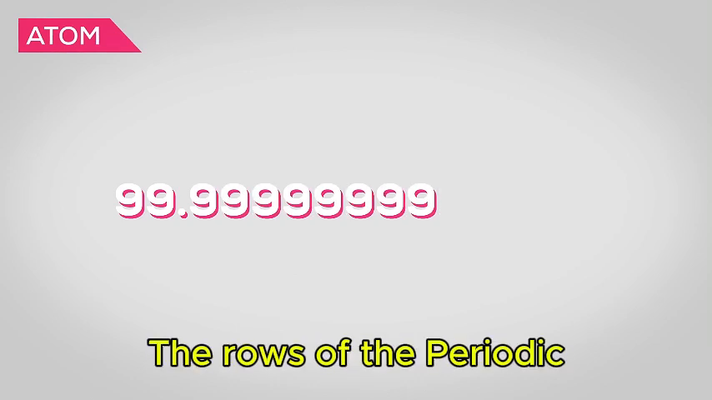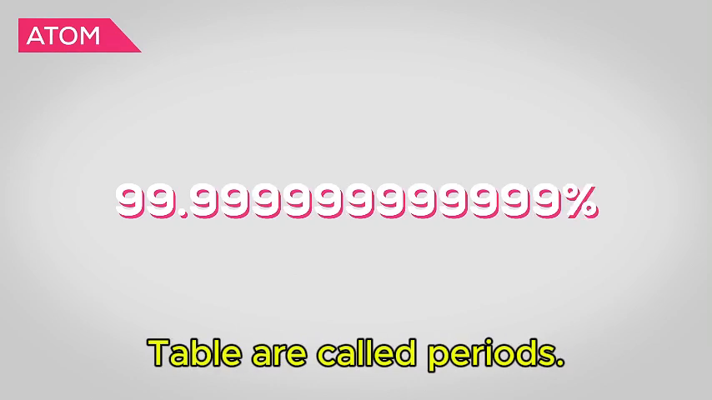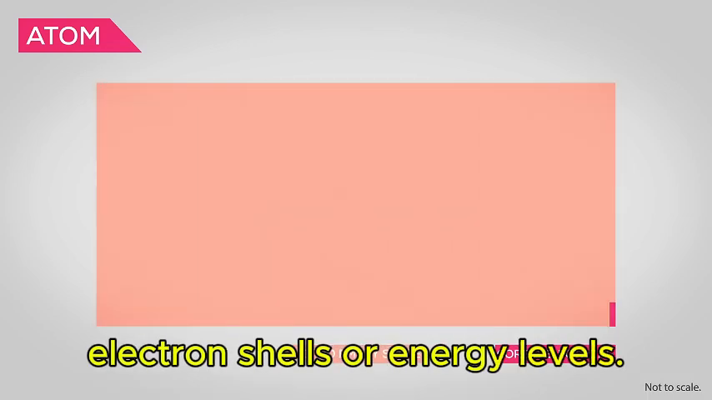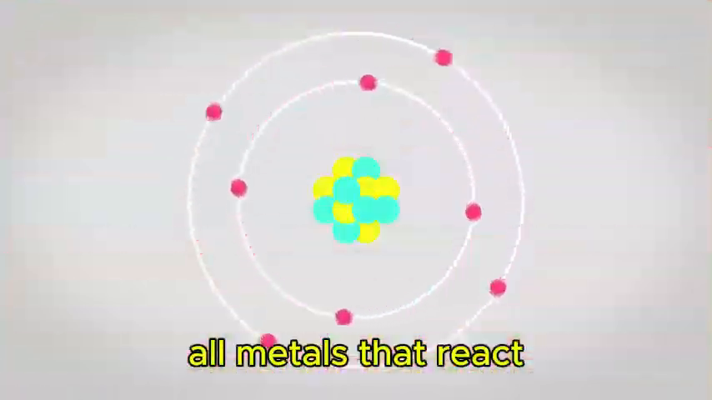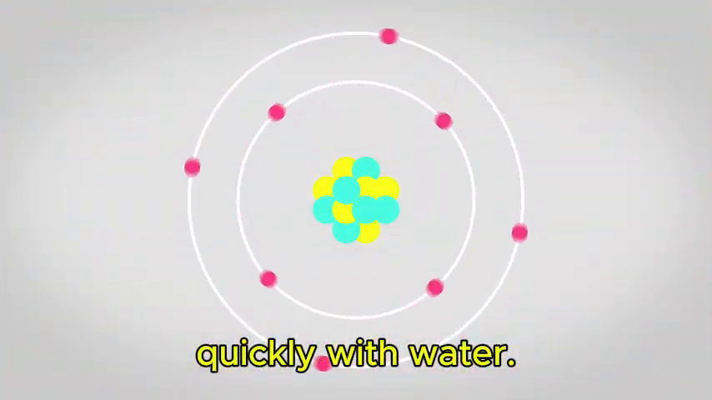Periods. The rows of the periodic table are called periods. Elements in the same period have the same number of electron shells or energy levels. Groups. The columns of the periodic table are called groups or families. Elements in the same group share similar chemical properties because they have the same number of electrons in their outermost shell. For example, elements in group 1 like lithium, sodium, and potassium are all metals that react quickly with water.